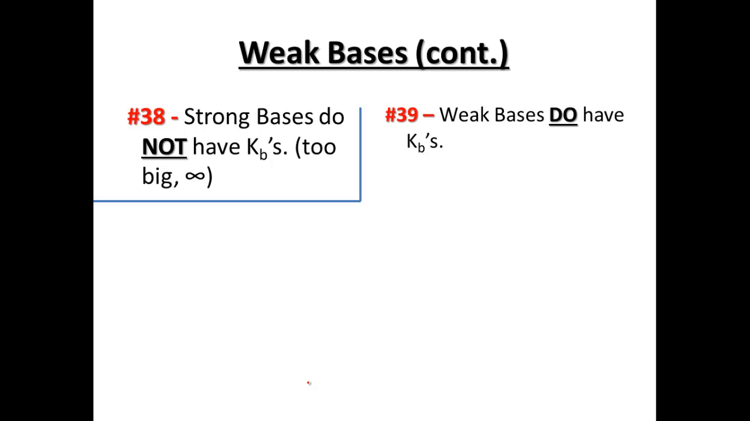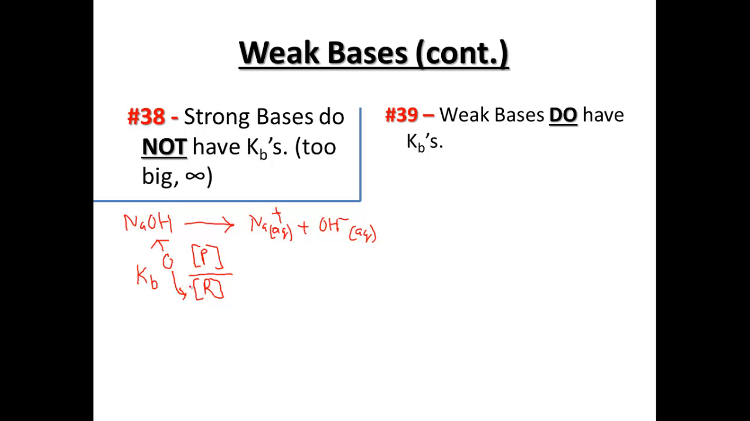So strong bases do not have Kb's because as we go from the sodium hydroxide to our sodium ions and our hydroxide ions, we have no reactant afterwards. So the product over the reactants, we have none of this, so we get no Kb's. Either they're too big, infinite, or we just have an undefined number.